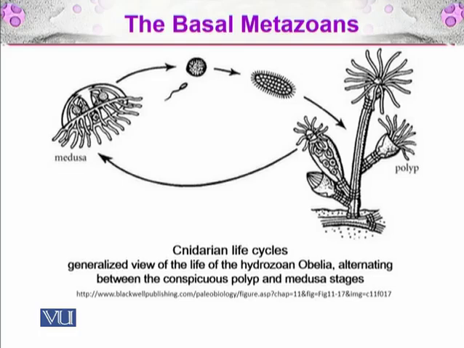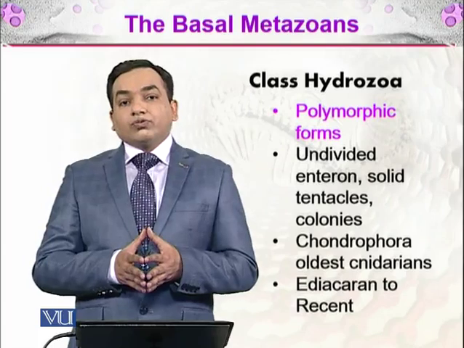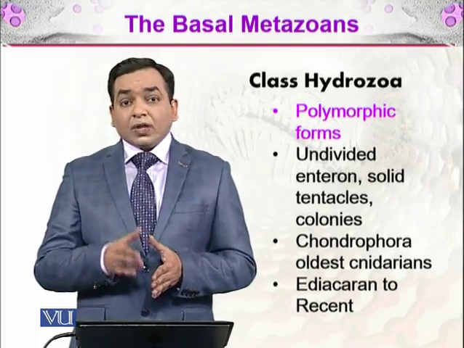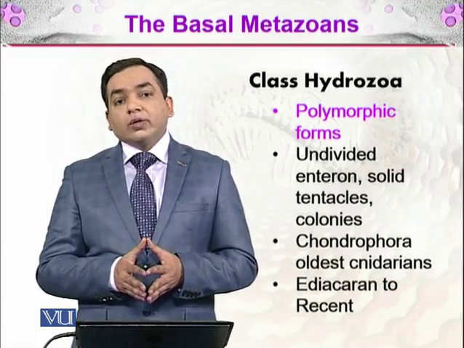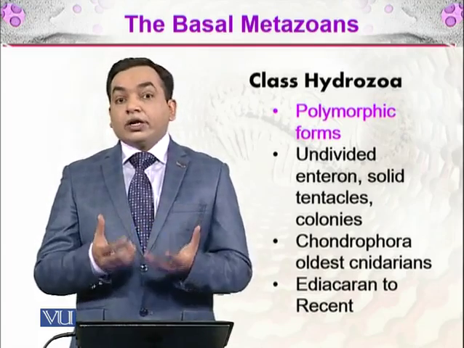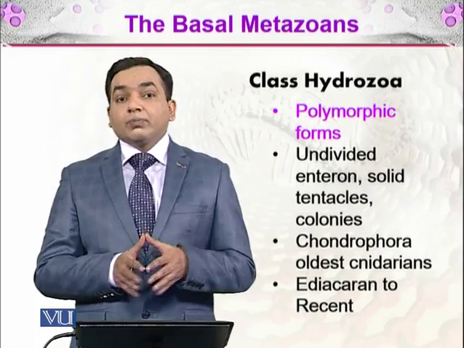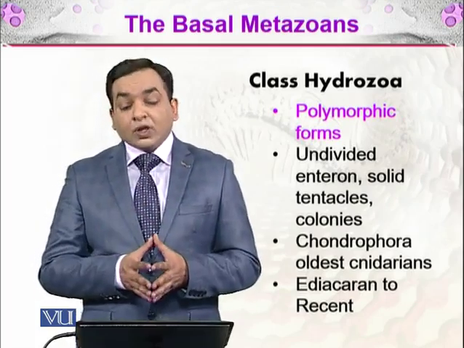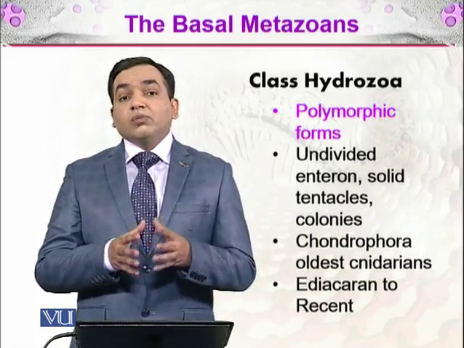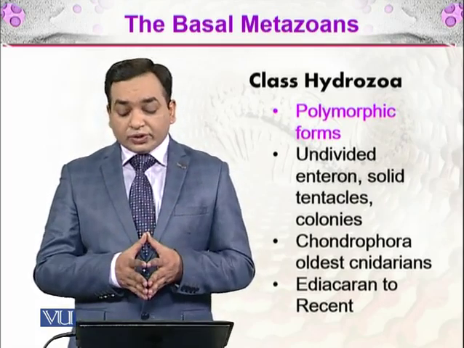In the next slide, you can see the classes of the cnidarians. The first class is the Hydrozoa. The Hydrozoa are the polymorphic forms. And now, what is meant by polymorphic? Poly means many, morphic means their external structure. So that means their forms are very, very different in their structure.